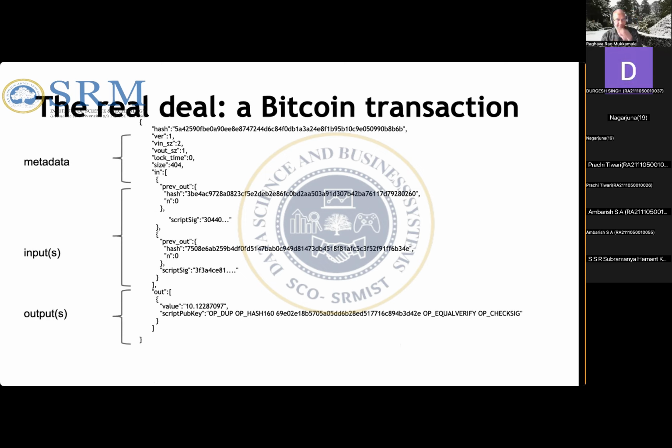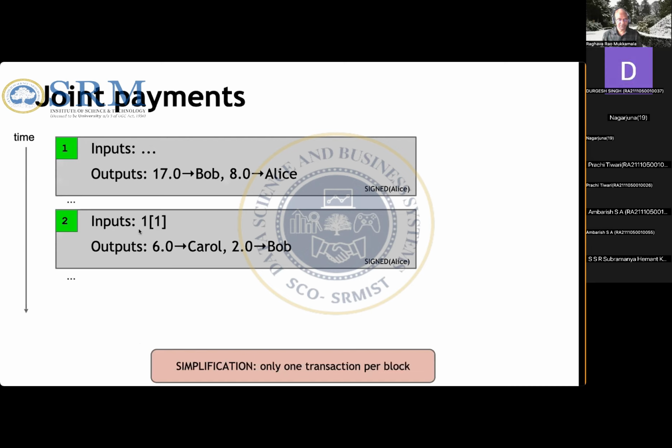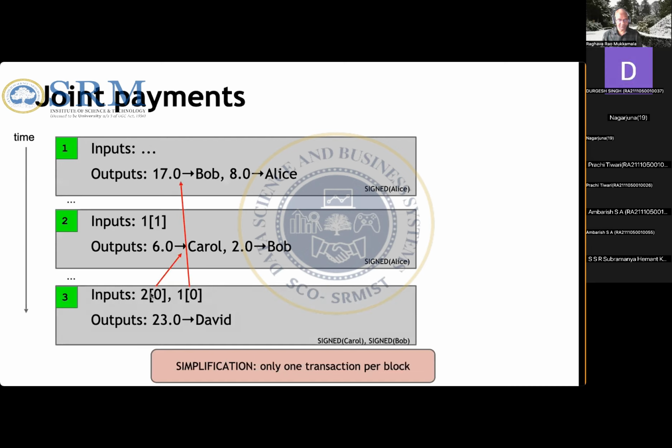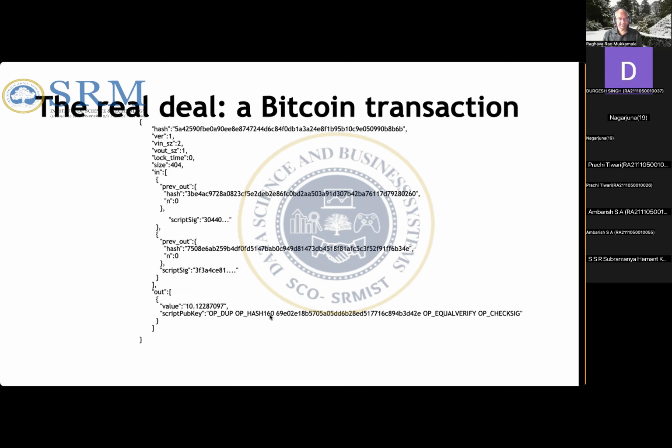So the transaction header, you can say. This is the metadata: hash value of the transaction, version, number of inputs, number of outputs, lock time, which we'll discuss later, and size. And then you have a series of inputs and a series of outputs, similar to what we have seen here, right? So similarly, the actual transaction also contains a series of inputs and a series of outputs.